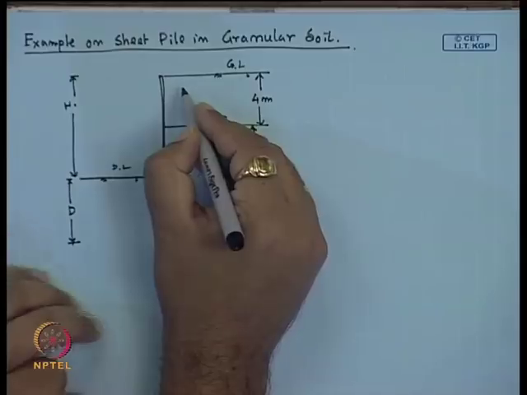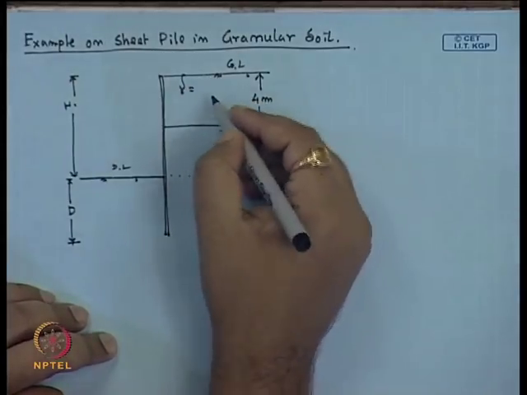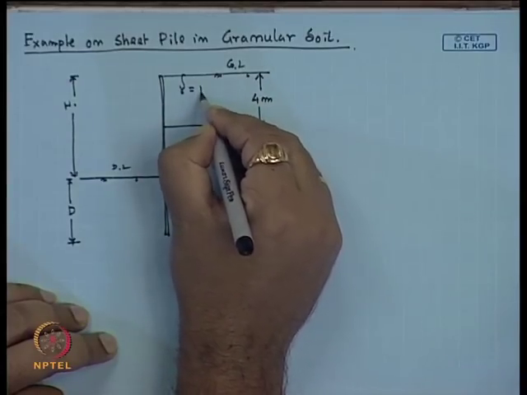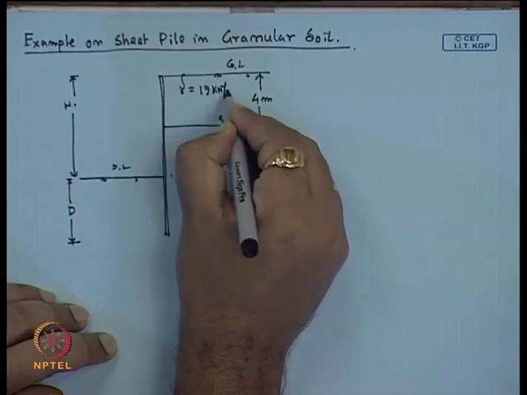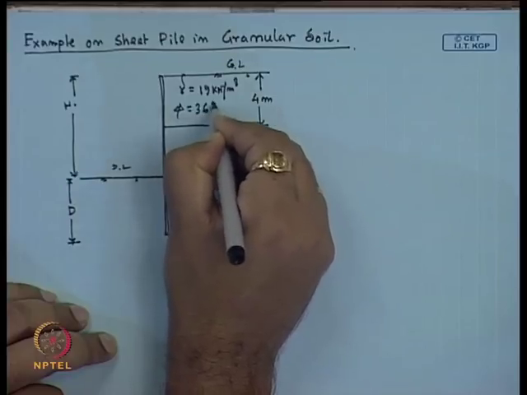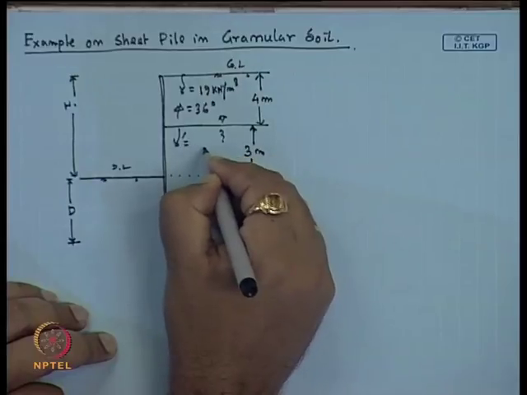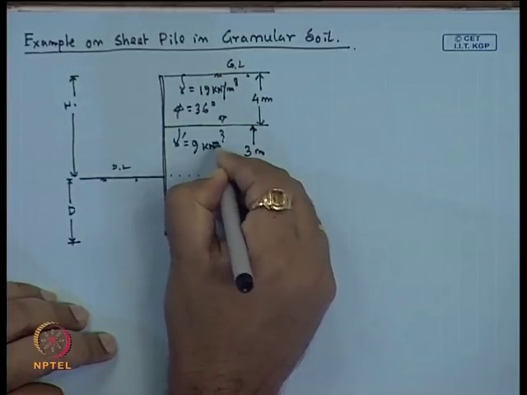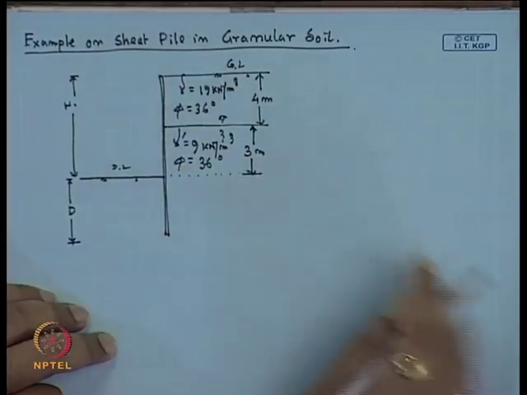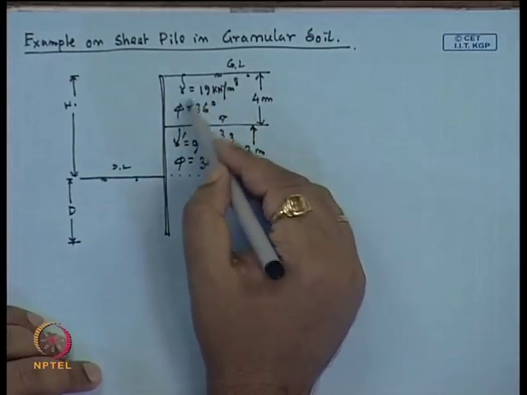Now, the properties which are taken: gamma for the soil above the water level is 19 kilonewton per meter cube, and phi I have taken is 36 degree. Below the water level, as the soil is saturated, we have taken the unit weight as 9 kilonewton per meter cube, and the same phi, 36 degree. Here we have taken only homogeneous soil, but that can be a layered soil.